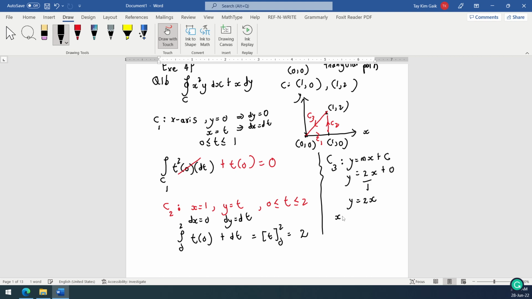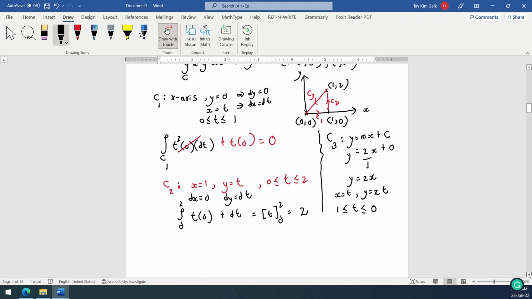Okay, then you can let x equal t, so y will be 2t. And x moves from 1 to 0, so t moves from 1 to 0. Because x equals t, and here x moves from 1 to 0, t moves from 1 to 0. Okay, so you plug this information into the line integral.